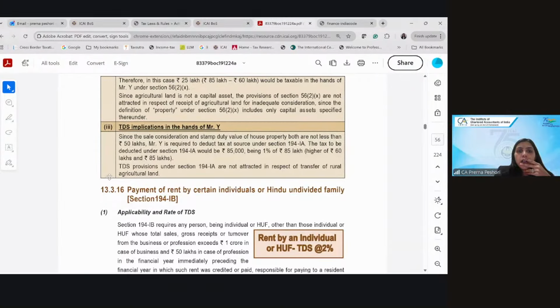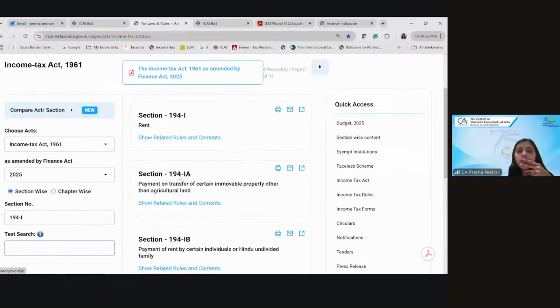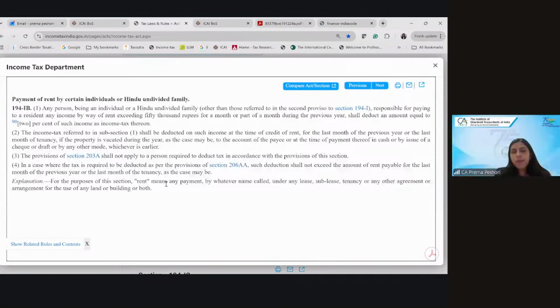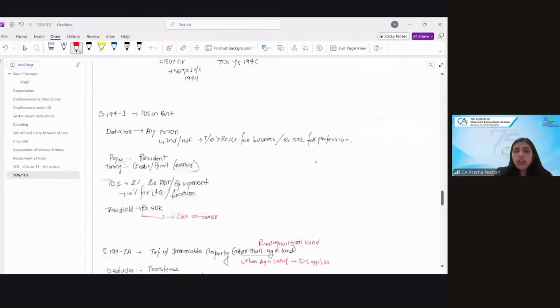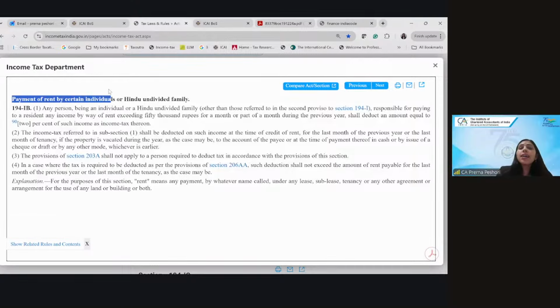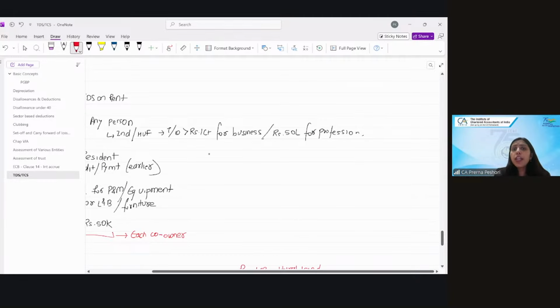Clear, ma'am. Okay, let us proceed to the next section, which is payment of rent by certain individuals or HUF. So, you have seen 194I, which is TDS on rent. There is another section, 194IB, payment of rent by certain other individuals which are not falling under the 194I.